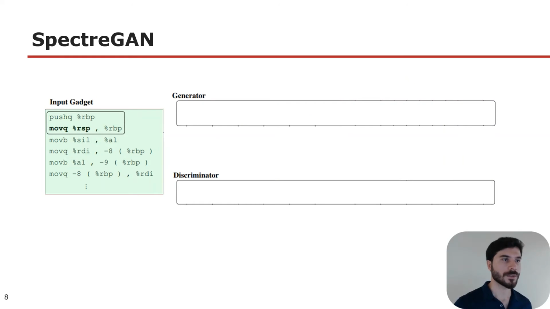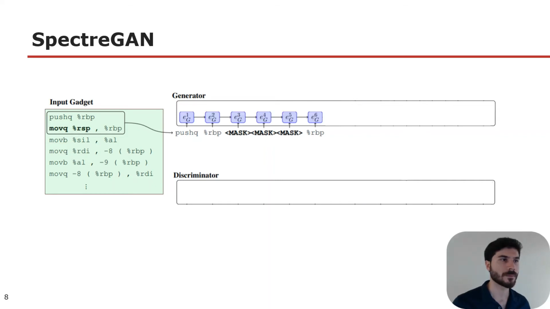Our gadget generator framework has a generator and a discriminator model. Let's say we have a piece of assembly code here. A random contiguous part of it is replaced with mask tokens and given to the encoder part of the model. It is expected to fill in the missing parts in the decoding stage.